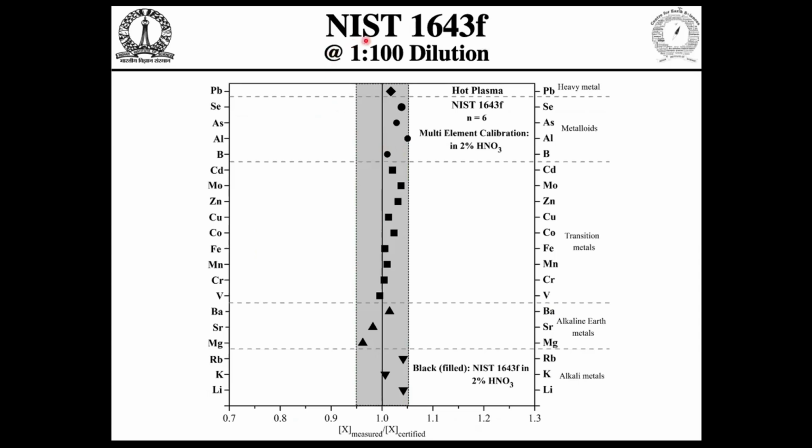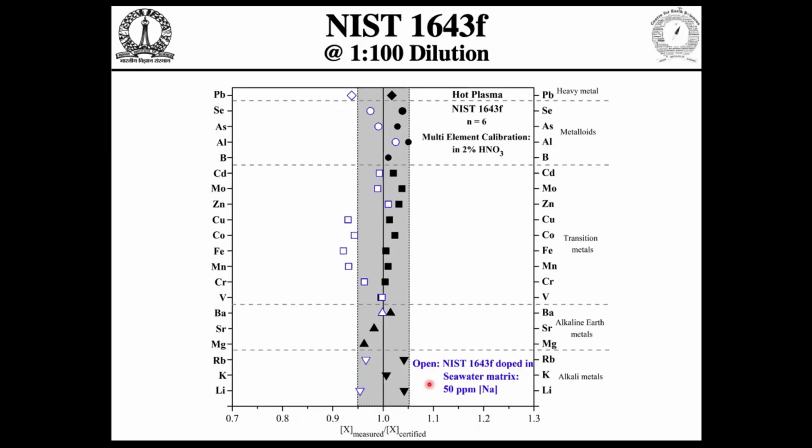So when we took that NIST standard, for which the values are very well known, and measured it directly, this is the kind of values we got, within plus or minus 5%, very well. But once we started doping that 1643F standard into a matrix which contained 50 ppm of sodium, whereas the standard didn't, we started observing that some of the transition metal values were off the plus or minus 5% limit.